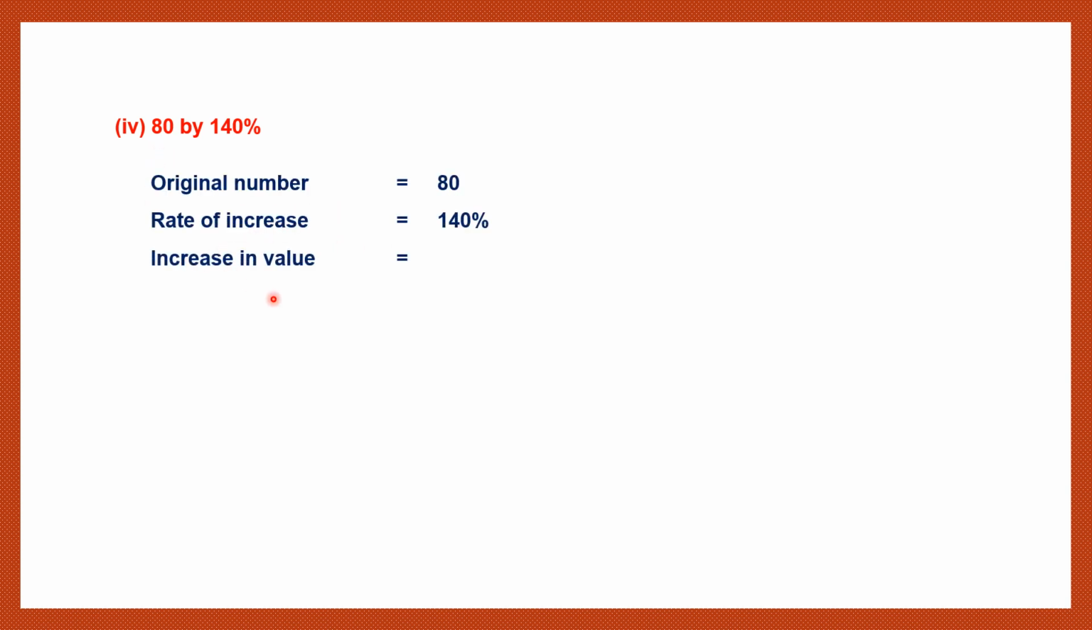Question 4. Increase 80 by 140%. So we have to find 140% of 80 and simply add it to that number. So what is given to us? The original number, the rate of increase. Now we are going to find the increase in value. That is 140% of 80. So how will we find that? That is 140% means by 100, of is into, and then we have 80.